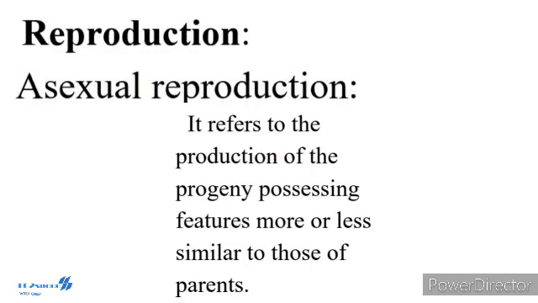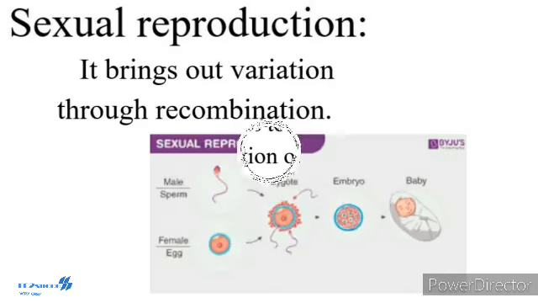Another one, reproduction. Reproduction is one of the fundamental characteristic features of living organisms. It is the tendency of a living organism to perpetuate its own species. There are two types of reproduction, namely asexual and sexual. Asexual reproduction refers to the production of progeny possessing features more or less similar to those of the parents. Sexual reproduction brings about variation through recombination.